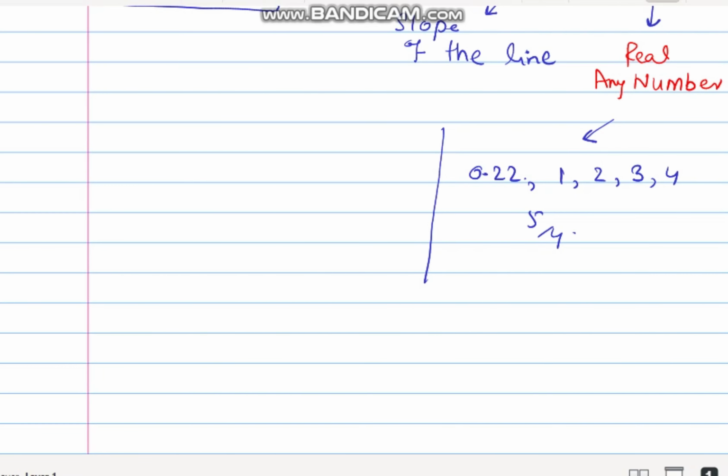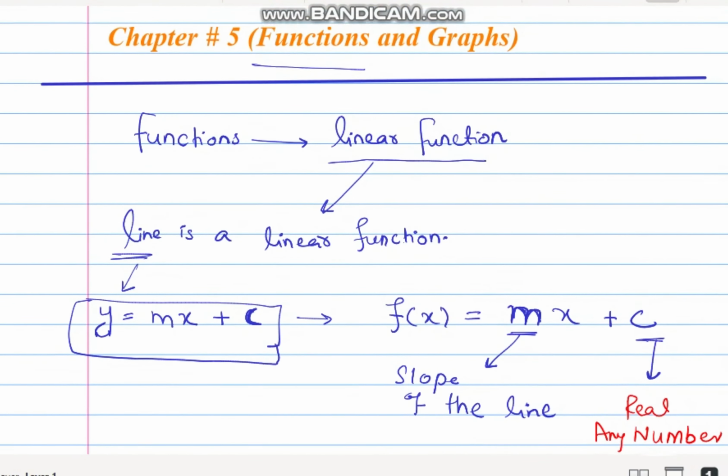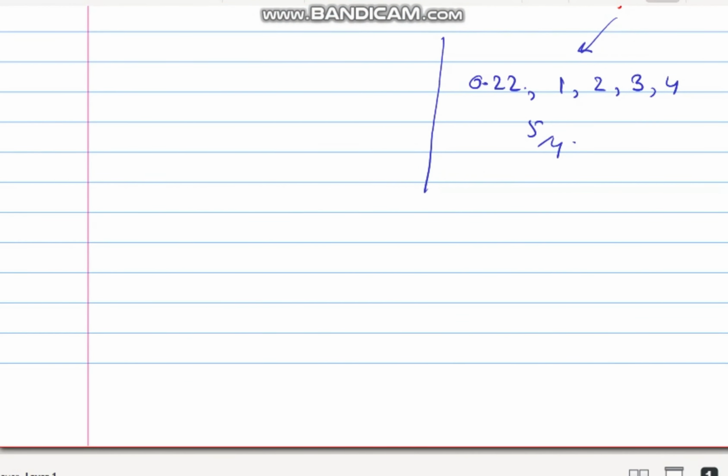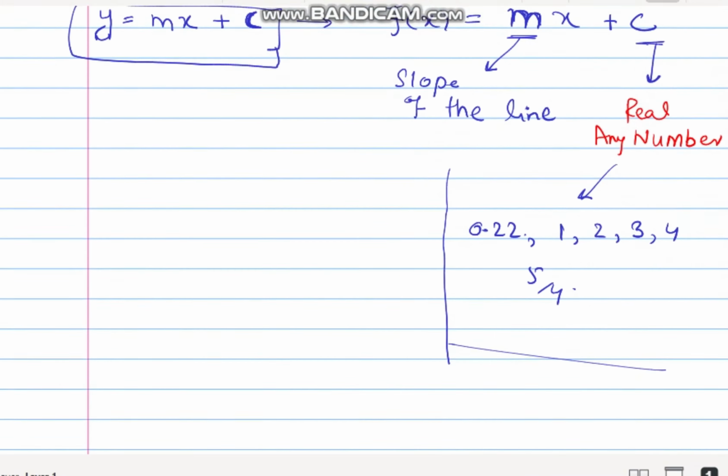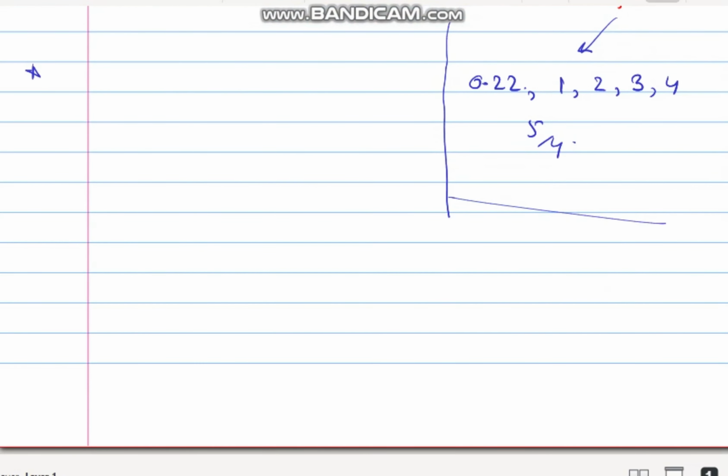Now, dear students, let me start today's topic. What will we study today? In today's class, we will study a most important thing. We studied the slope of the line in the previous class. Today we will continue this discussion of the slope of a line. What is the slope of the line? Can you tell us what is meant by the slope of a line?